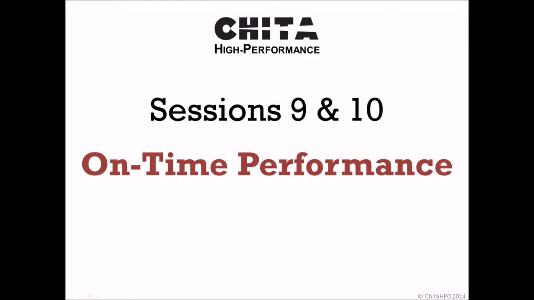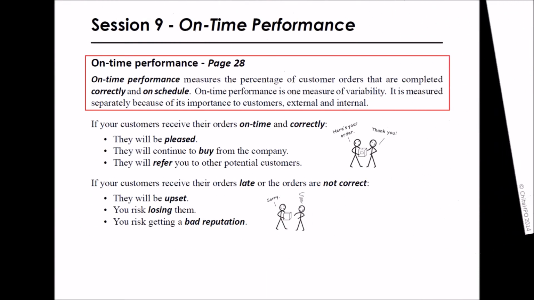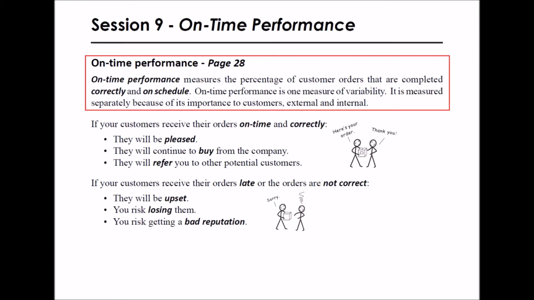Sessions 9 and 10, On-Time Performance. On-time performance measures the percentage of customer orders that are completed correctly and on schedule. On-time performance is one measure of variability. It is measured separately because of its importance to customers, external and internal.